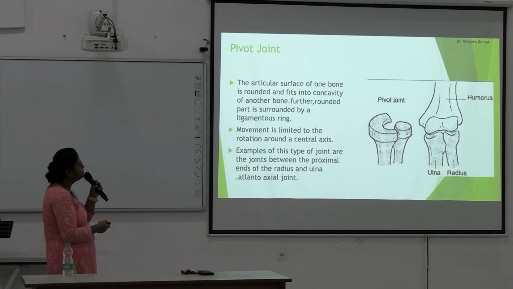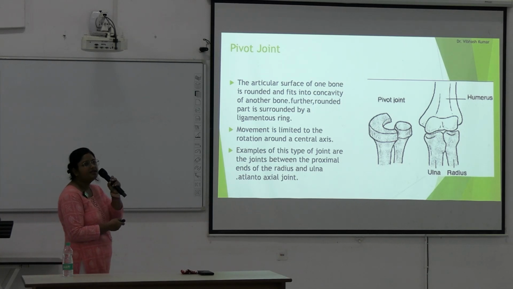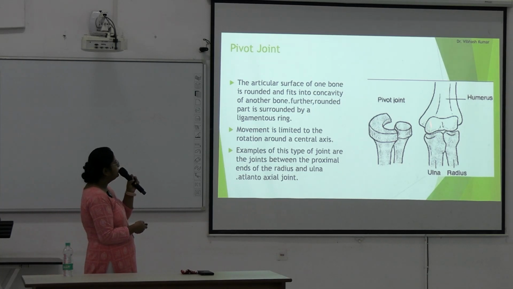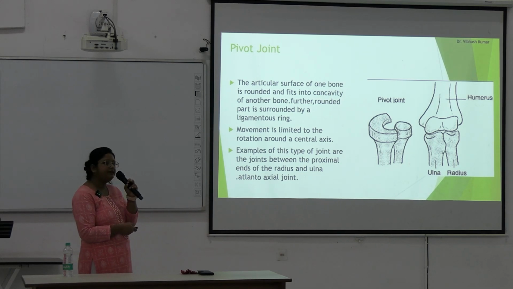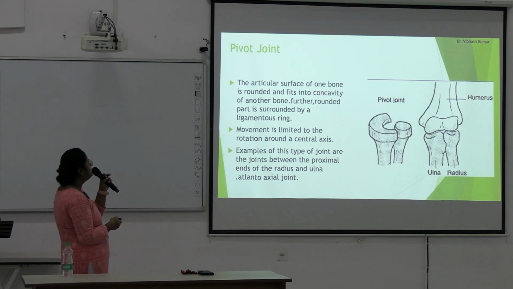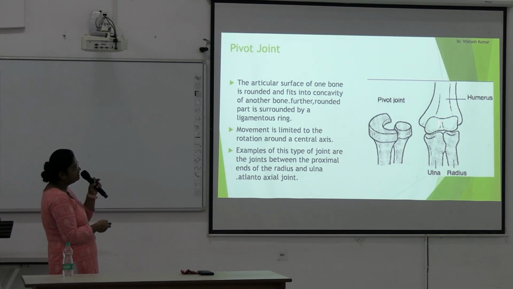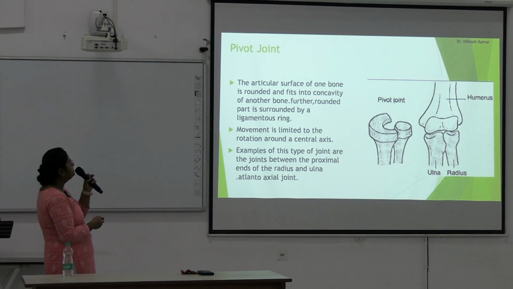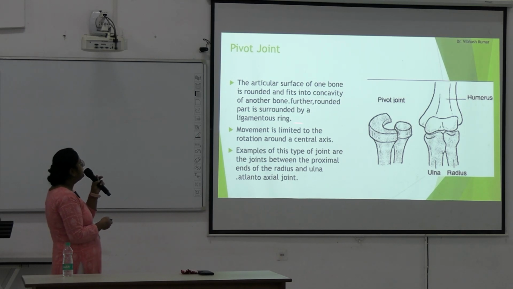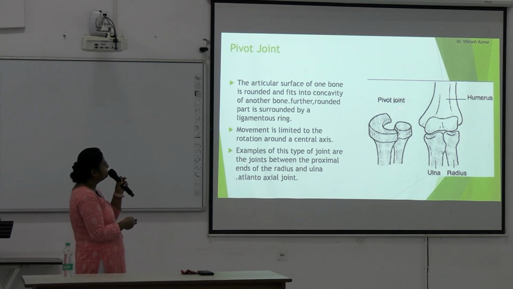See here, this is the superior radioulnar joint, occurring between the head of the radius and the radial notch of the ulna at the upper end of the ulna. The articular surface of one bone is rounded; the head of the radius is rounded and fits into the concavity of the other bone, the concavity of the ulna. Further, the rounded part is surrounded by a ligamentous ring.